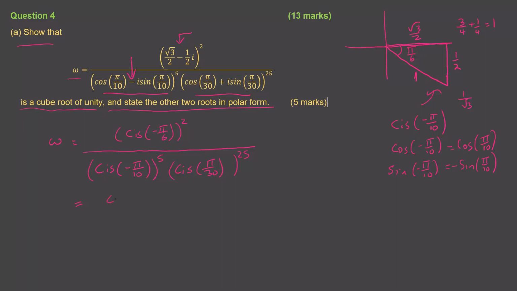So that is going to be cis of negative pi by 3. Now 5 pi by 10 is obviously going to be pi by 2, so that's going to be cis negative pi by 2. And then this one will be cis 25 pi by 30. And that would cancel down to 5 pi by 6.